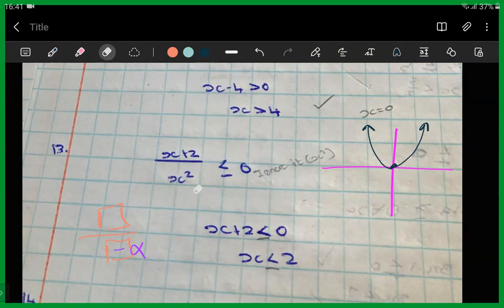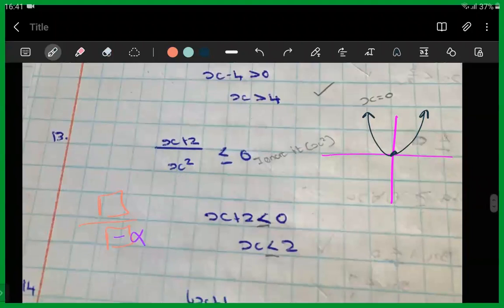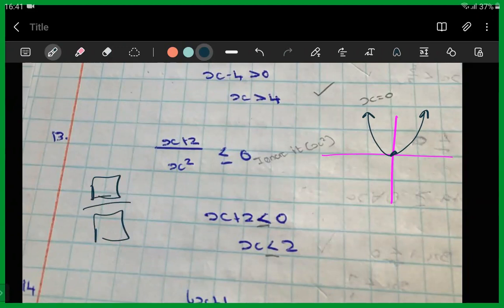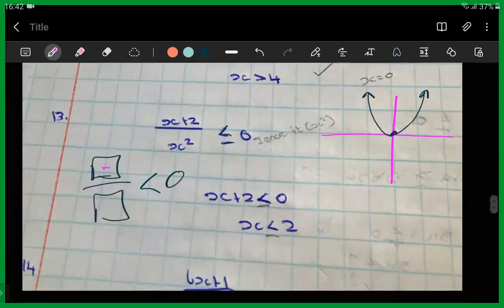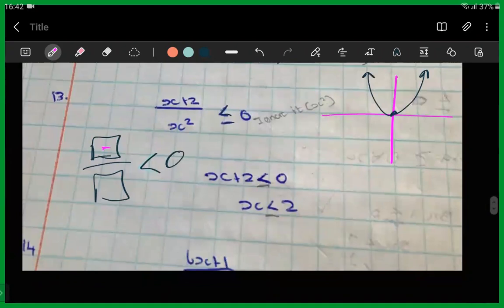So it seems like we can only just focus on the top because the top seems like it's calling all the shots. So here, whatever x value we get, we're always going to get a positive outcome. So if we're going to work out where this fraction is smaller than or equal to 0, firstly, if we're going to work out where it's smaller than 0, the only time it can be smaller than 0 in this situation is if the top is a minus. You see, the only scenario where it can be equal to 0 is if the top is a 0.